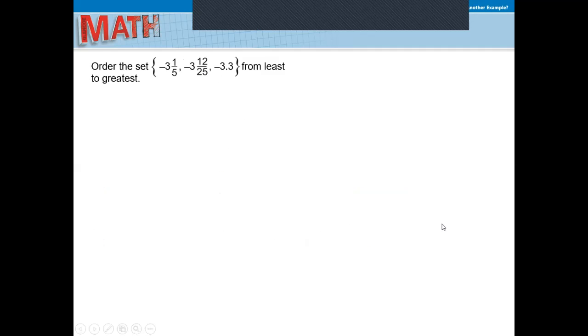Here's another one. Order the set negative 3 and 1/5, negative 3 and 12/25, negative 3 and 3/10. Do what you got to do to change them all into decimals. Show your work in your math notebook. Pause while you're working. Press play when you're ready to go on.